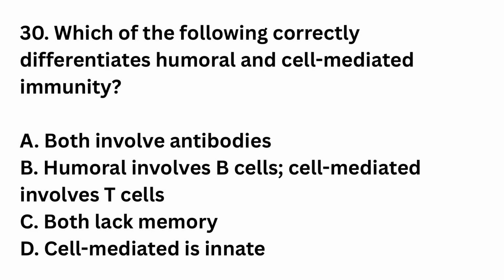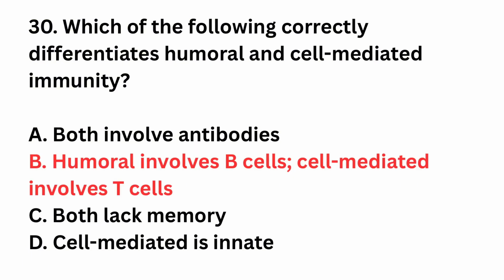Question number 30. Which of the following correctly differentiates humoral and cell-mediated immunity? Both involve antibodies. Humoral involves B cells. Cell-mediated involves T cells. Both lack memory. Cell-mediated is innate.